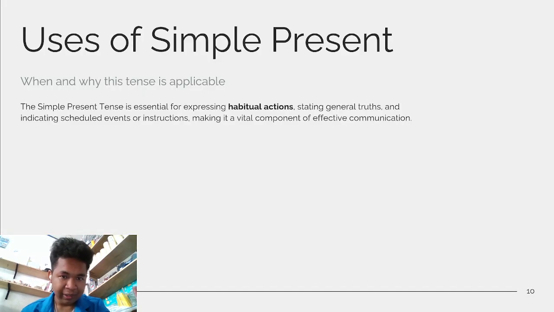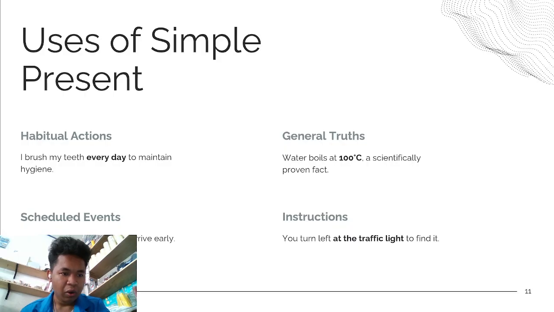This is the example use of simple present tense. The simple present tense is essential for expressing habitual actions, stating general truths, and indicating schedules, events, or instructions, making it a vital component of effective communication. The first is habitual action: I brush my teeth every day. That is a habitual action.